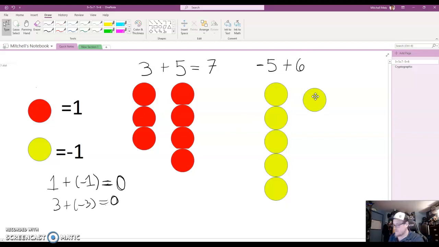Well, oh, that's wrong. Let me delete that. Let me make my red circle copy. Paste: 1, 2, 3, 4, 5, 6.